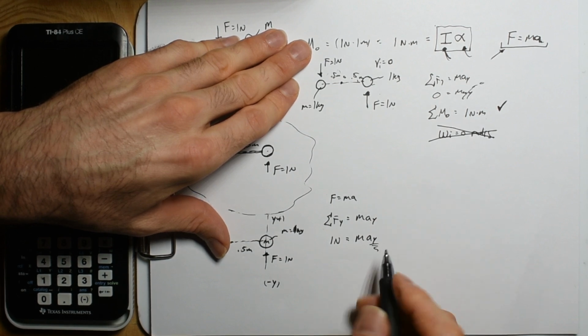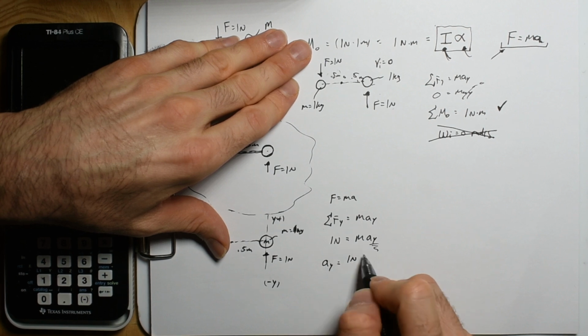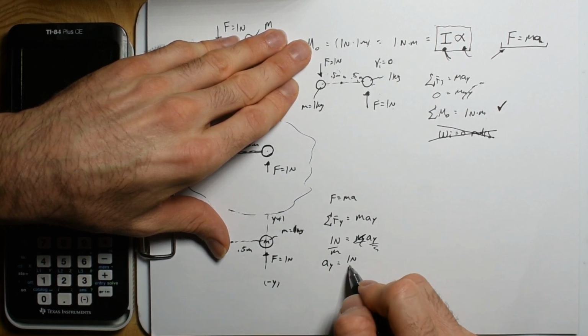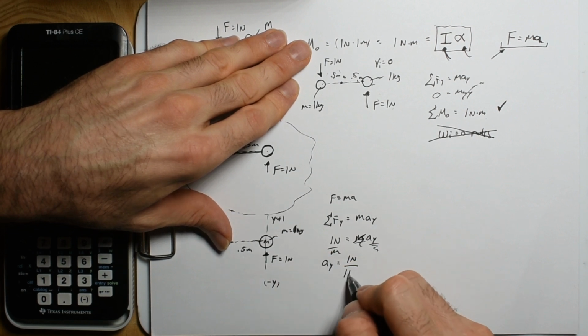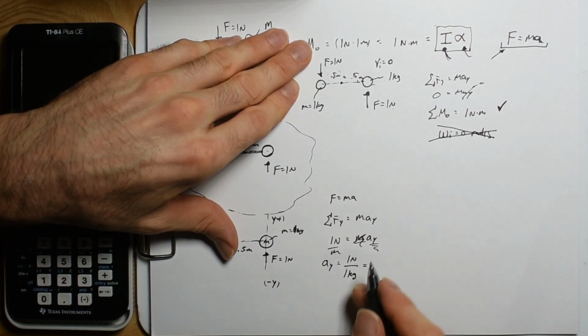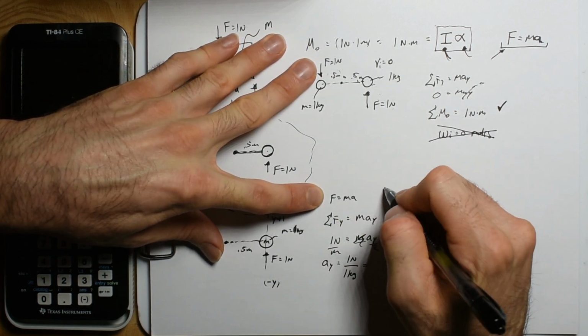We're going to rearrange this because we want to find acceleration in the y. And that's going to be 1 Newton. Basically, you just divide this mass over here and get acceleration. So we're going to have 1 Newton divided by 1 kilogram. And how is this acceleration? It is good to go back to F equals ma, the units on this.